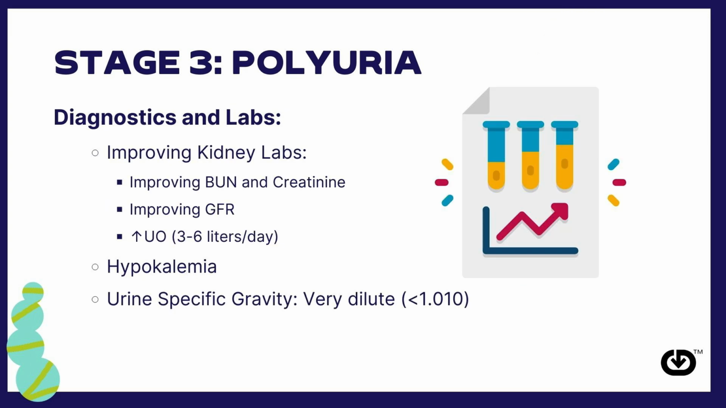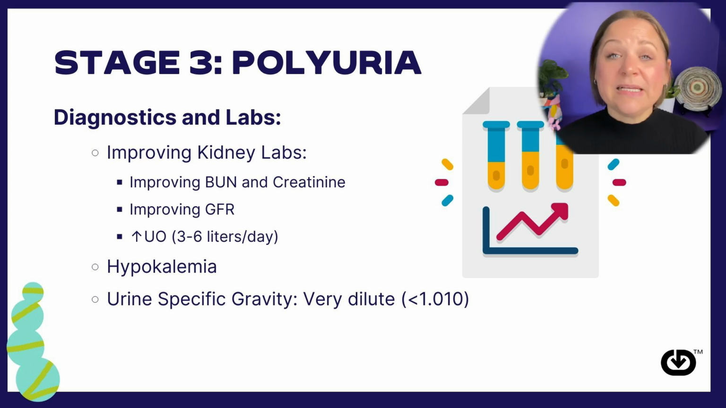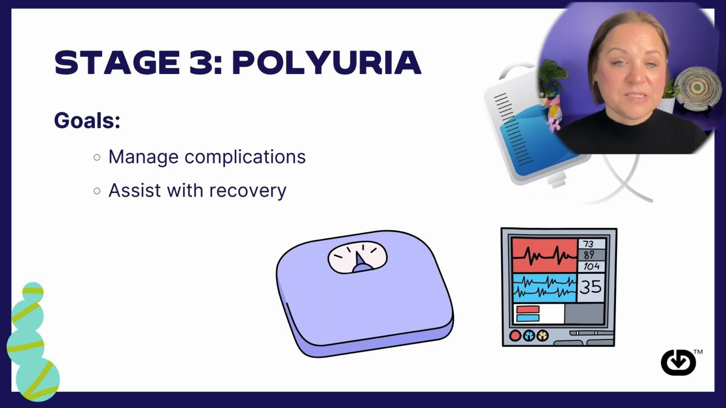Diagnostics for stage 3 include improving kidney labs. We would see BUN and creatinine improving, GFR, and increased urine output. We also might see hypokalemia because the patient is now voiding out too much potassium. And the urine-specific gravity would be very, very dilute. The goals in stage 3 is to manage these complications and assist with recovery.